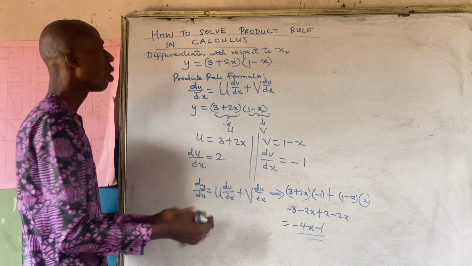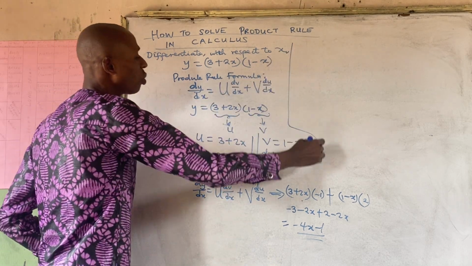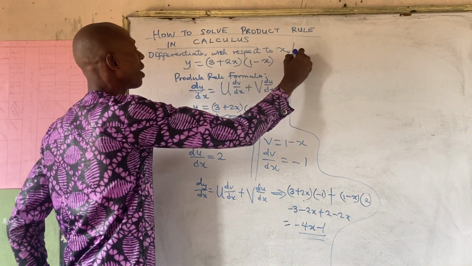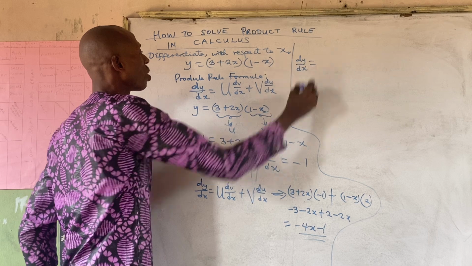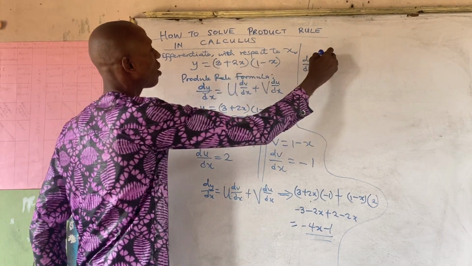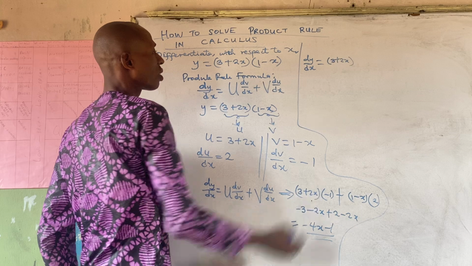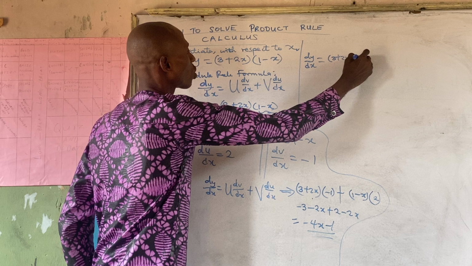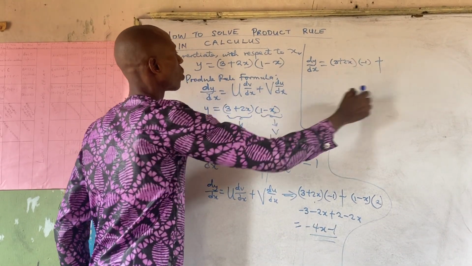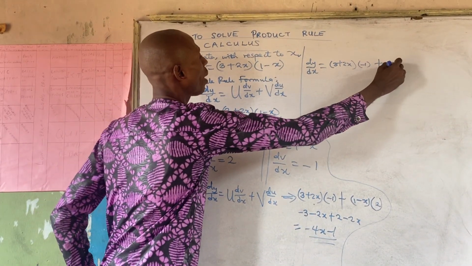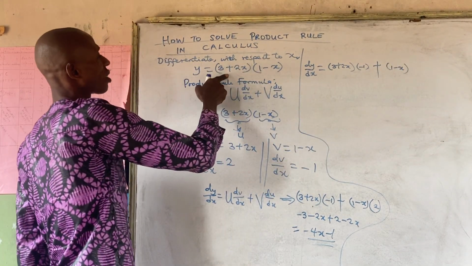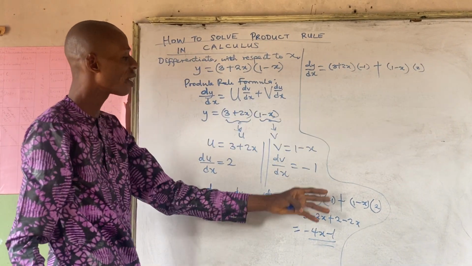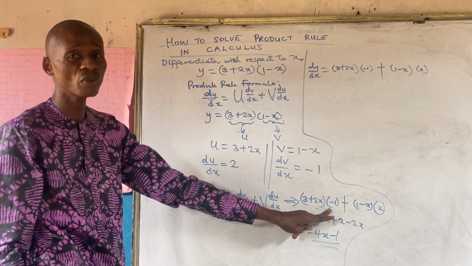But let me quickly show you how you can get this without using the formula. Just say dy/dx equals all this constant. That means I will write 3 plus 2x. I've held it constant. Now differentiate 1 minus x. If I differentiate this, I'll get minus 1. Plus all this constant as well, 1 minus x. Then come back to this and differentiate this. And of course, you have 2. If you look at it very closely, it is the same thing as when we used the formula.